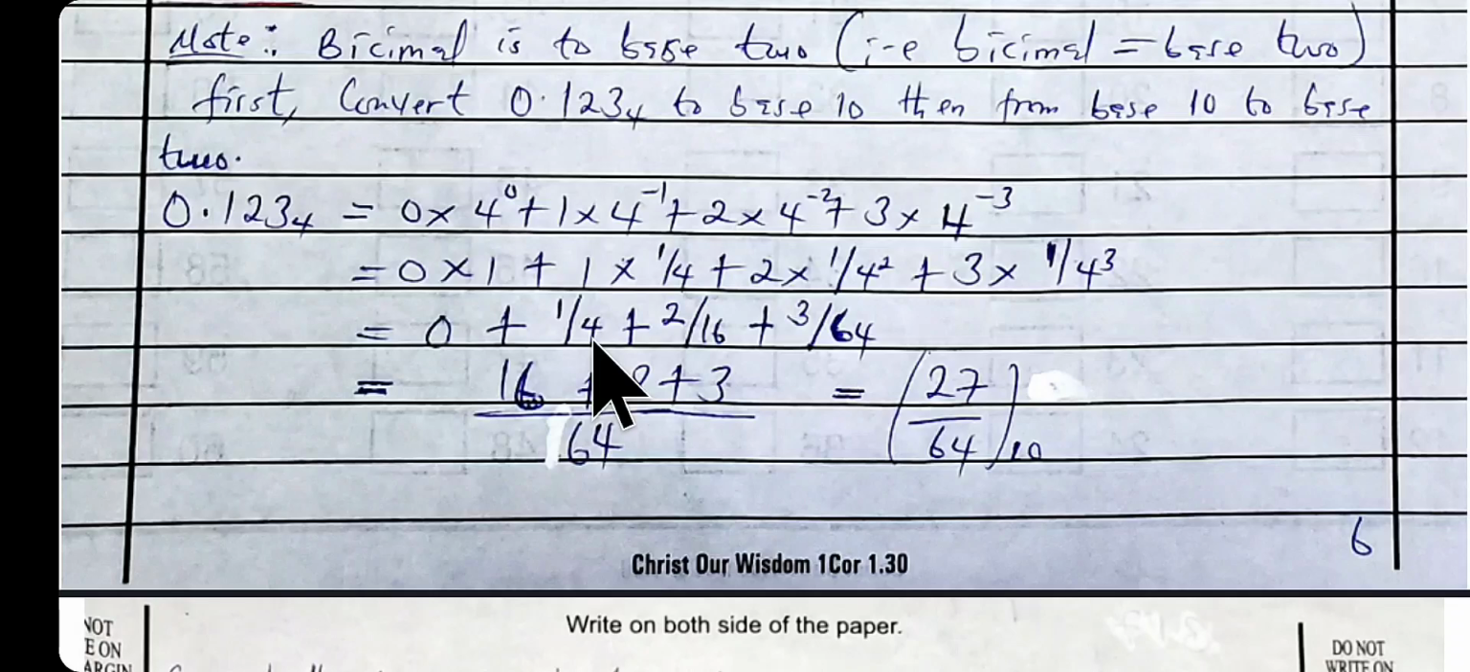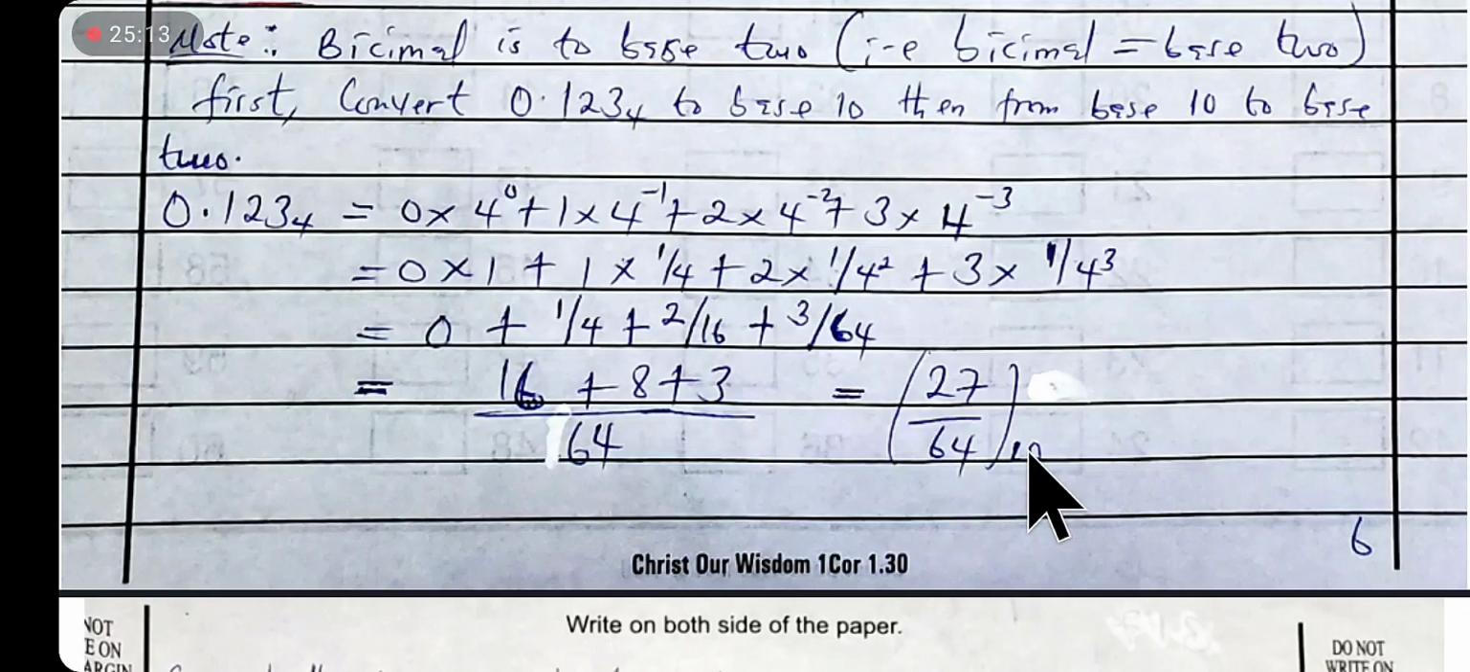64 divided by 4 is 16. 16 times 1 is still 16. So that is why we get 16 here. Plus 64 divided by 16 is 4. 4 times 2 is 8. So we have 8 here. Plus 64 divided by 64 is 1. 1 times 3 is this 3. 16 plus 8 plus 3 is 27 all over 64.